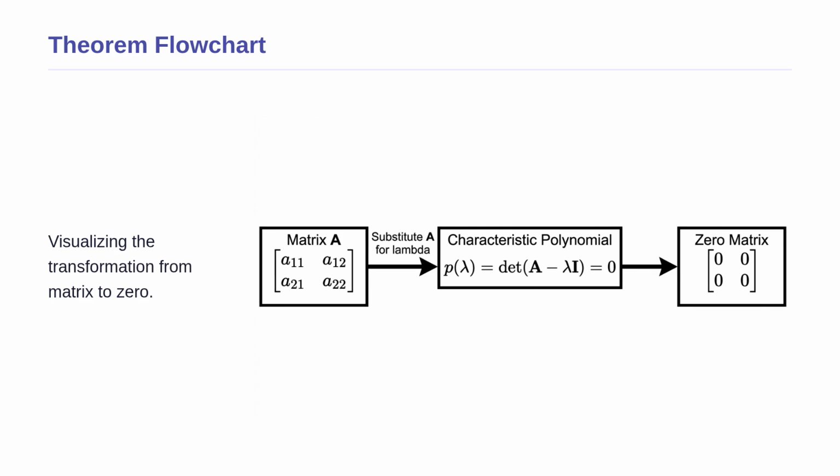Finally, the arrow on the right shows the ultimate destination. The entire polynomial collapses perfectly into the zero matrix. This flowchart beautifully summarizes what the theorem teaches us. It is a direct, guaranteed pipeline from any square matrix to absolute zero.